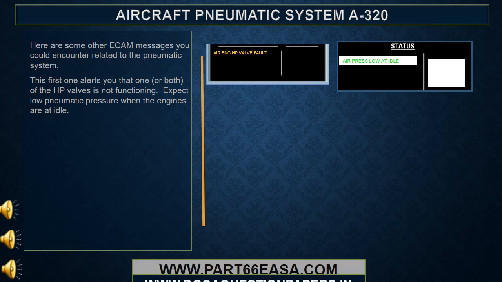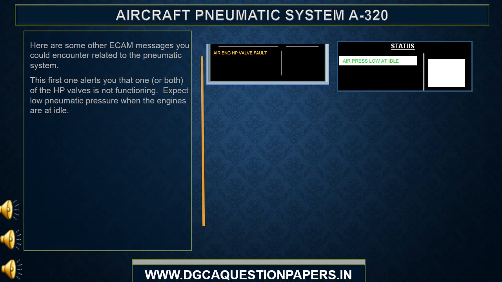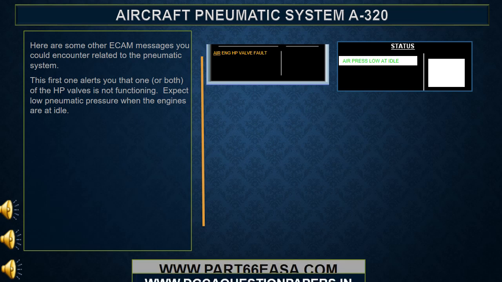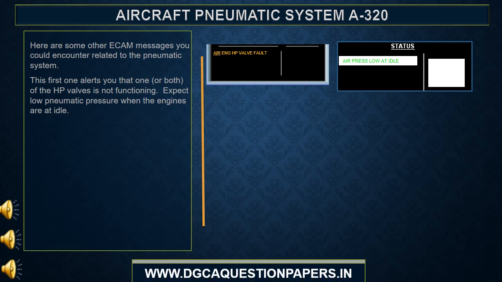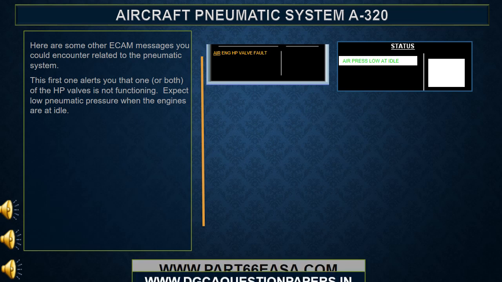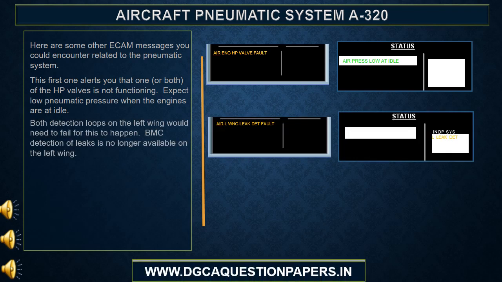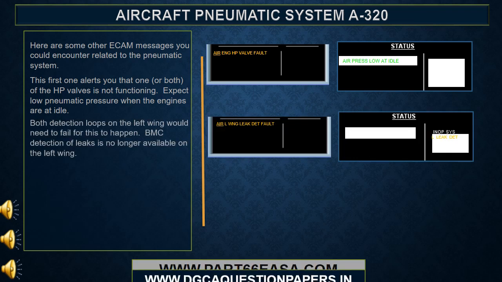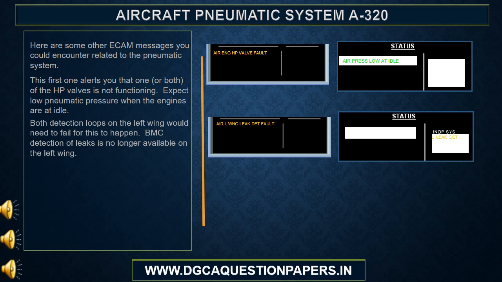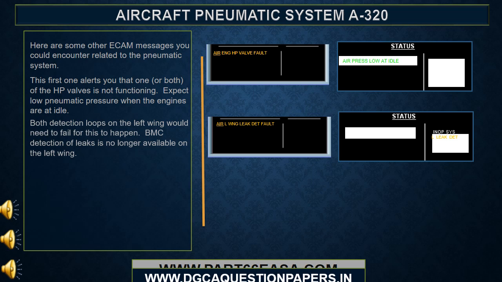Here are some other ECAM messages you could encounter related to the pneumatic system. This first one alerts you that one, or both, of the HP valves is not functioning. Expect low pneumatic pressure when the engines are at idle. Both detection loops on the left wing would need to fail for this to happen. BMC detection of leaks is no longer available on the left wing.